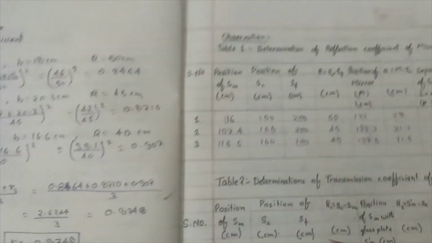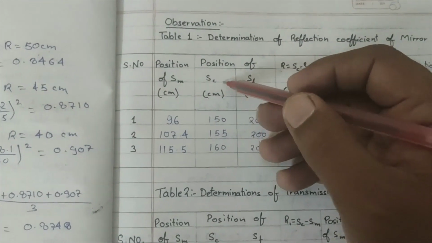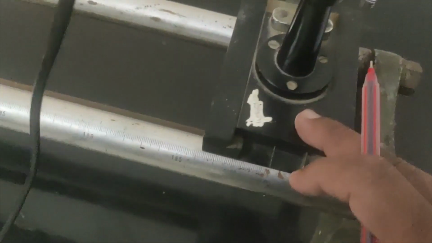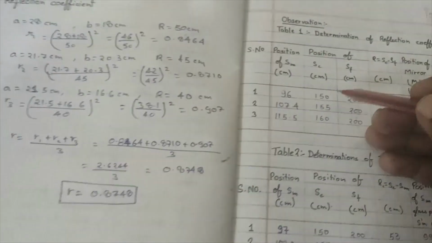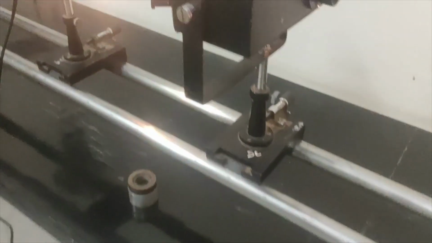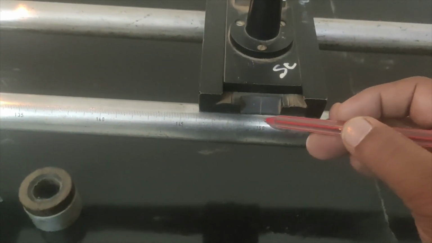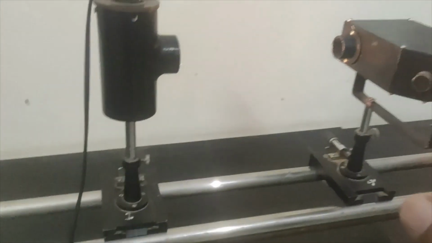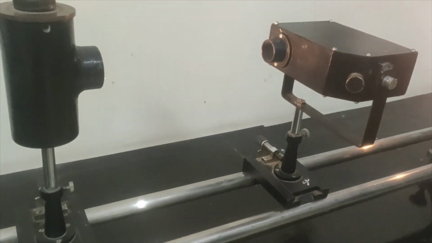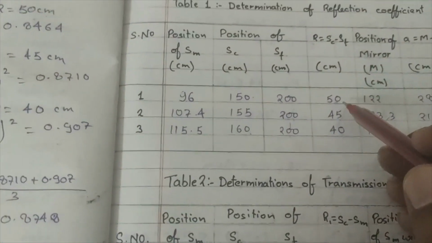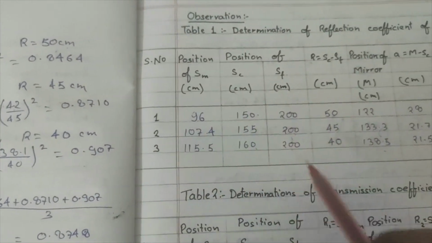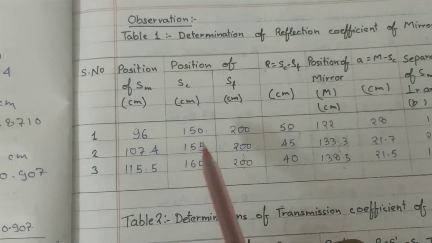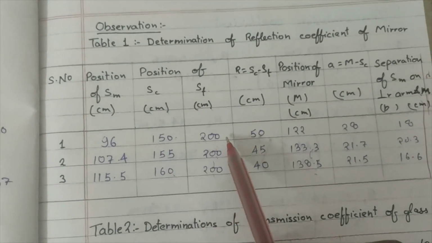So this is the first part. As I said, I have fixed the position of the source at 200, and the position of the screen, meaning the LB photometer, at 150. By moving the SM I have tried to make the intensity of the two circles equivalent, and when it happens, I note down the position of the SM. You can write this SM here. Then you can calculate R as the position of the SC minus the position of SM.